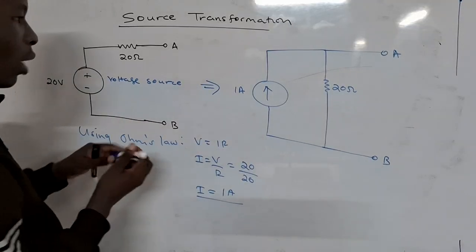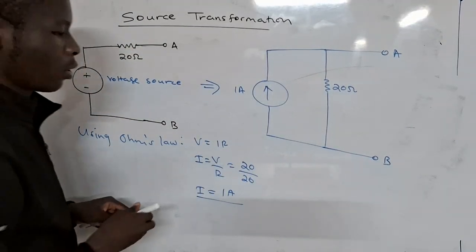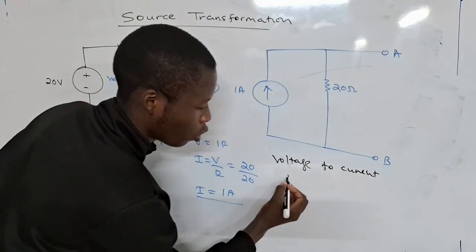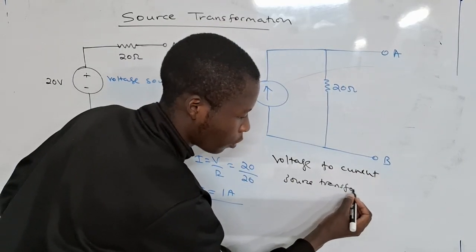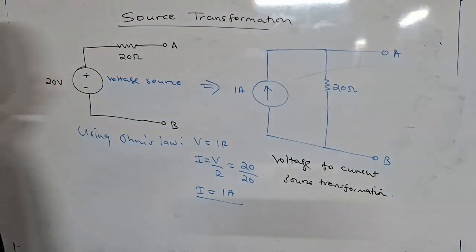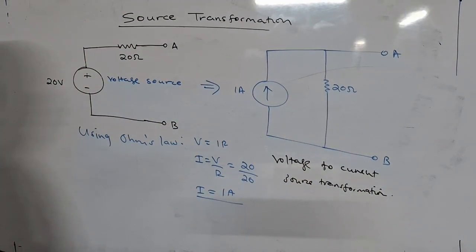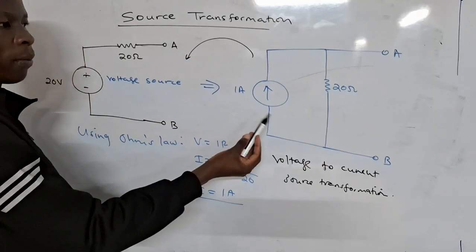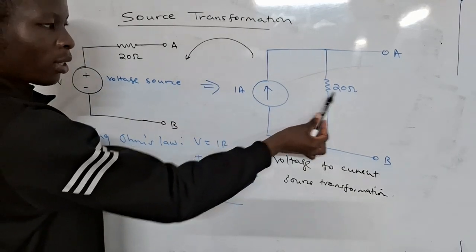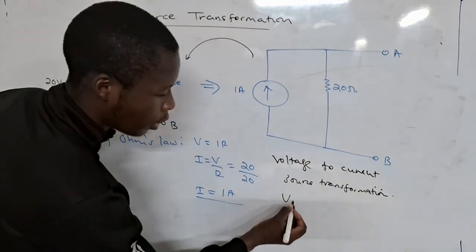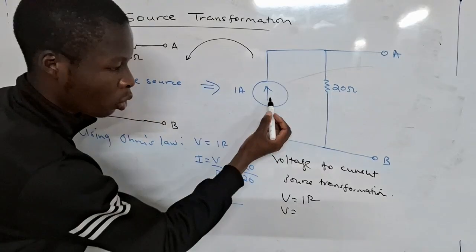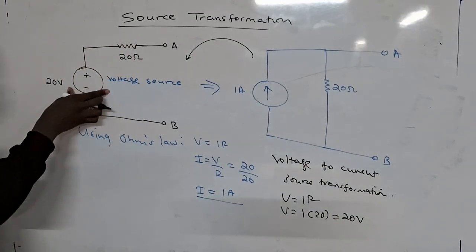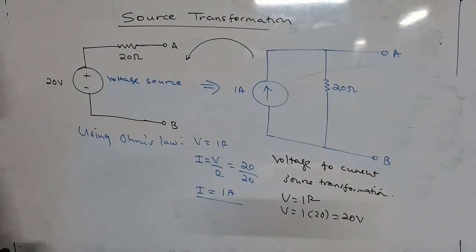This is what we call voltage to current source transformation. To transform is to change. You have changed the voltage source into a current source. It means you can convert this current source and this resistor back to the voltage source. How? This is a current source and a resistor connected in parallel. Using Ohm's law, V is equal to IR, where I is 1 and R is 20. What is the answer? 20 volts. So you are supposed to draw this 20 volt voltage source and this resistor in series. This is all about source transformation.